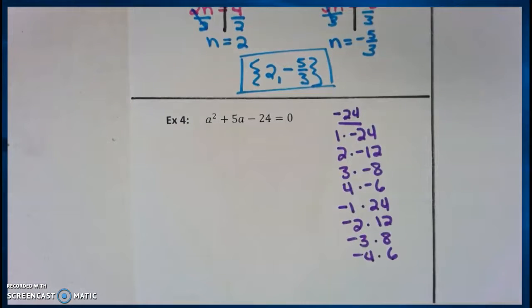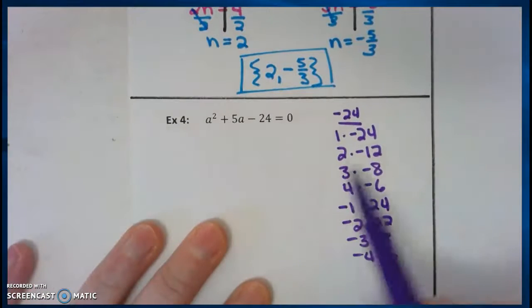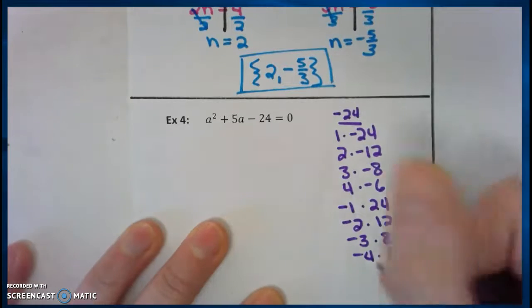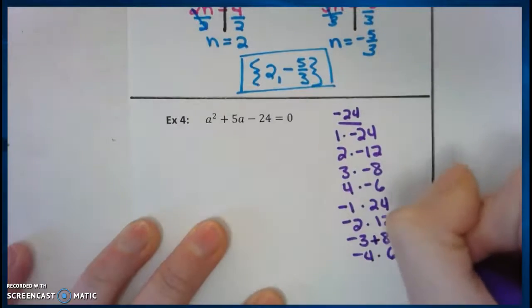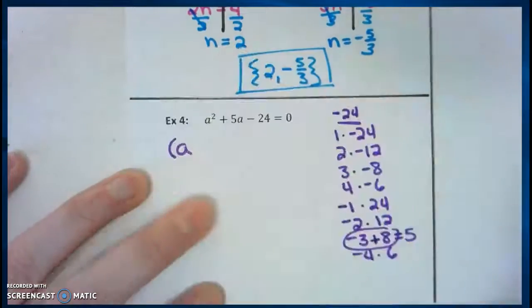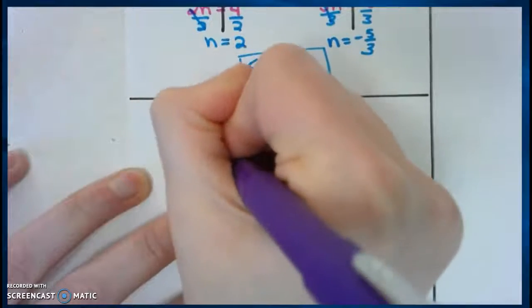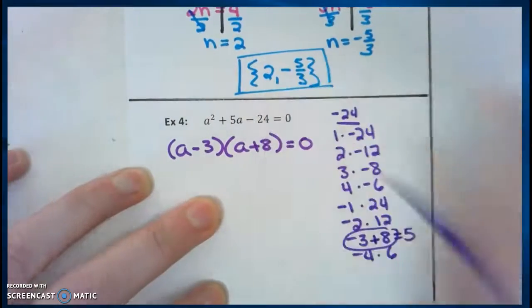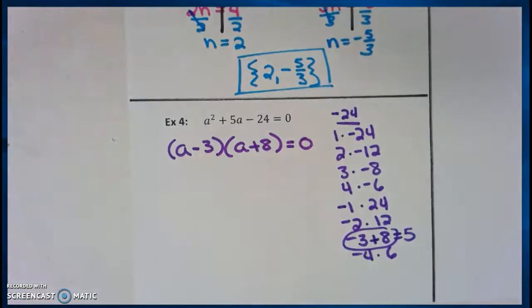And whenever you've got your list of factors, you're doing the constant, you choose the pair of these numbers that adds to equal 5. And if I add negative 3 plus 8 together, that equals 5. So that means I have a minus 3 times a plus 8, and that is equal to 0. So we factored it on our own this time.